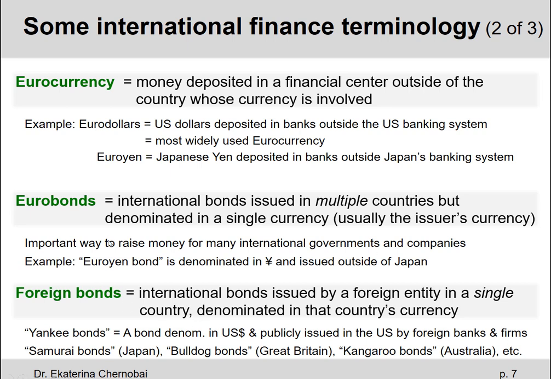Now let's see what the difference is. Euro bonds, by definition, are international bonds issued in multiple countries, but denominated in a single currency, which is usually the issuer's currency.